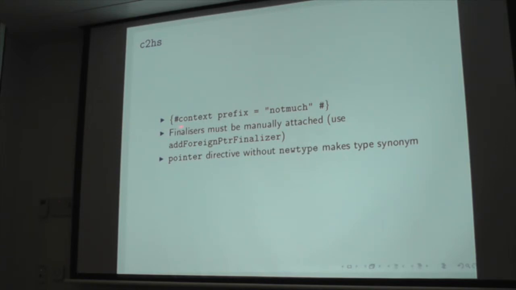Finalizers you'll have to manually attach, so you can use add foreign pointer finalizer to do that. And I also need to note, and we'll see this in the demo as well, that the pointer directive without the newtype keyword will make a type synonym. And it'll be pointer unit, and you don't want that because that will allow you to use different kinds of pointers without any type safety.